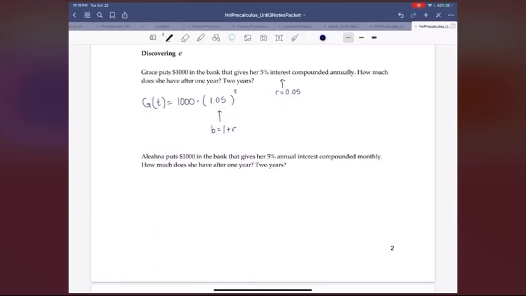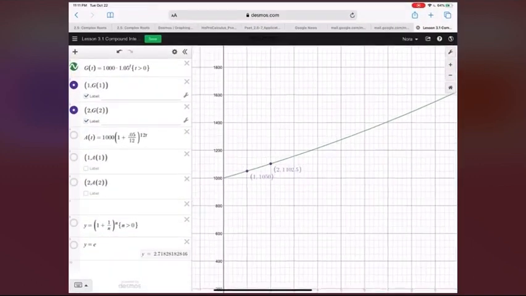So now let's evaluate g of 1 and g of 2. We could do that by plugging in 1, multiplying 1,000 by 1.05 to the 1, which is just 1,000 multiplied by 1.05. So we know we're going to get $1,050 for g of 1. And then g of 2 is 1.05 squared multiplied by 1,000. So let's just go ahead and graph the function g to see what we get.